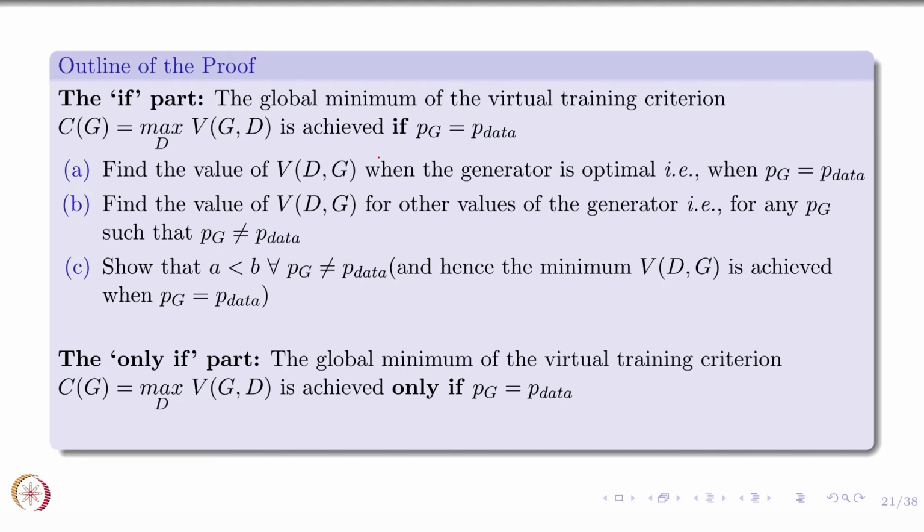Okay. Now the only if part is that when this minimum is achieved, I need to show that PG is equal to P data. That means if someone tells me that I have achieved the minimum, then it has to be the case that PG is equal to P data. Is that fine? The if part and the only if part? Okay. So let's start with the if part and we look at the first step of the if part.